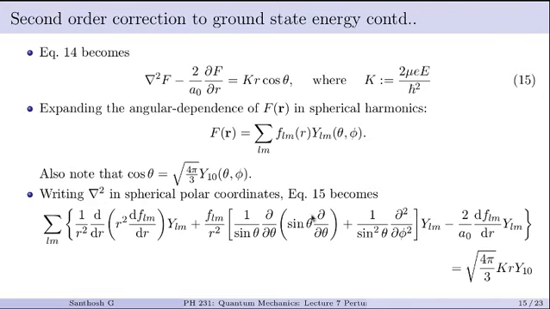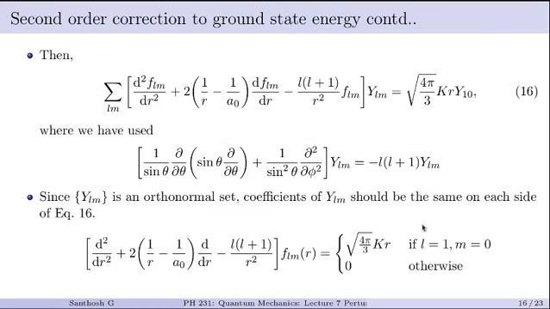But we have already seen while discussing the hydrogen atom problem that the action of this factor, that is 1 by sin theta d by d theta sin theta d by d theta plus 1 by sin square theta d square by d phi square, acting on the spherical harmonics, is given by this particular value, that is minus L into L plus 1 times Y lm, and therefore we can substitute this and we will end up with equation number 16.